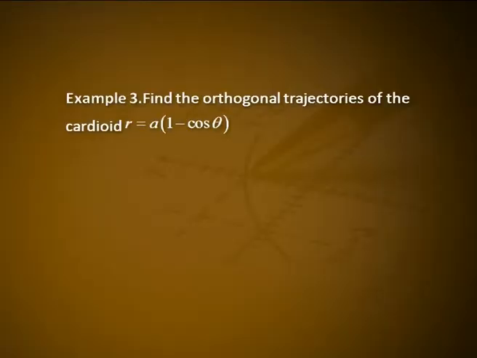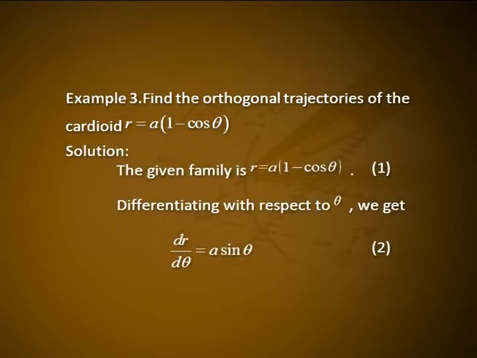Example 3. Find the orthogonal trajectories of the cardioid r is equal to a into (1 minus cos theta). The given family is r is equal to a into (1 minus cos theta). Let it be equation 1. Differentiating with respect to theta, we get dr by d theta is equal to a sin theta. Let it be equation number 2.